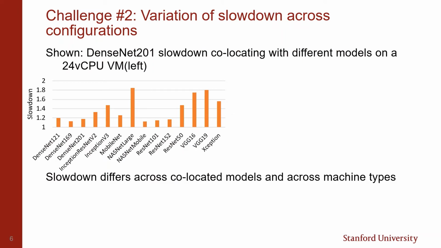Another challenge in developing an interference-aware scheduler is that the slowdown varies across collocated models and across machine types. To show this, what I'm showing here is the plot of DenseNet 201 slowdown when it's collocating with a bunch of different models on a 24-core CPU. In this plot, the vertical axis is the slowdown of DenseNet 201, and the horizontal axis are the models that DenseNet 201 is collocating with. What you'll notice on this plot is that the slowdown actually depends a lot on what model is collocated with DenseNet 201.